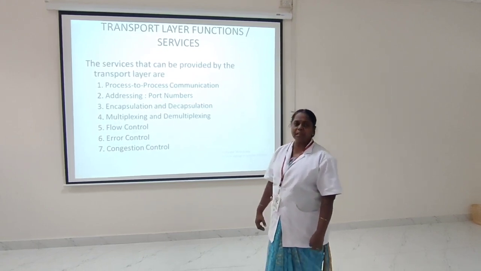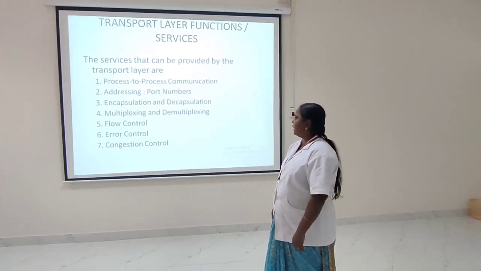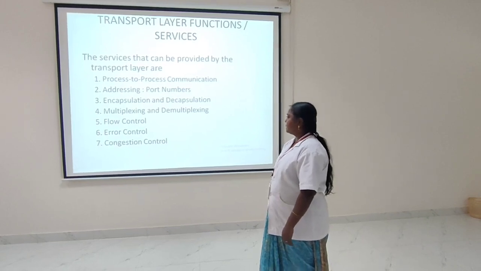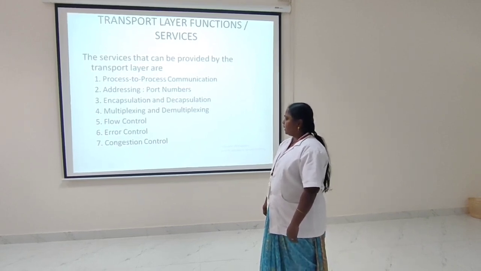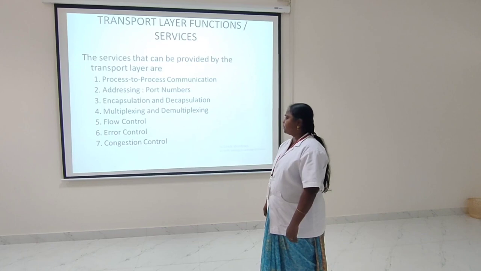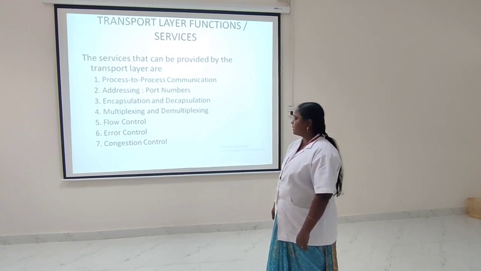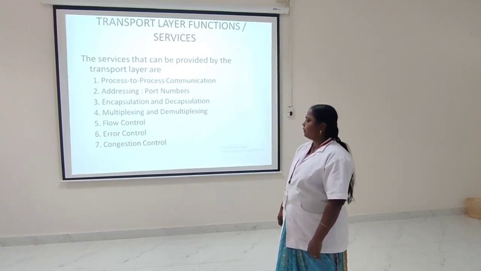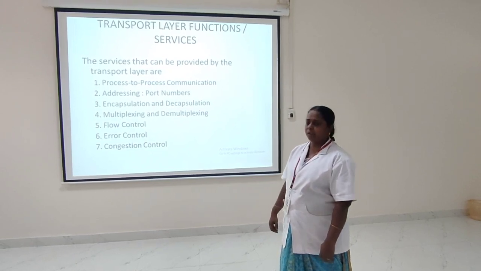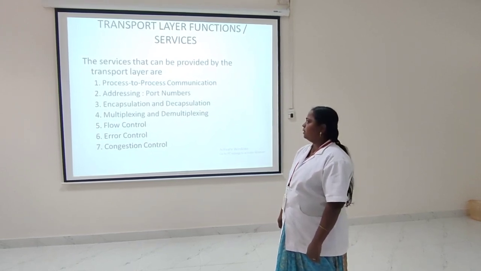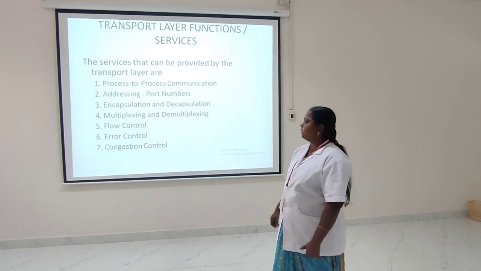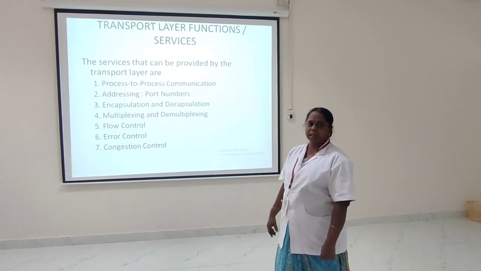What functions are provided by the transport layer? First one is process to process communication. Second, addressing. Third, encapsulation and decapsulation. Fourth, multiplexing and demultiplexing. Fifth, flow control. Sixth, error control. And seventh, congestion control.